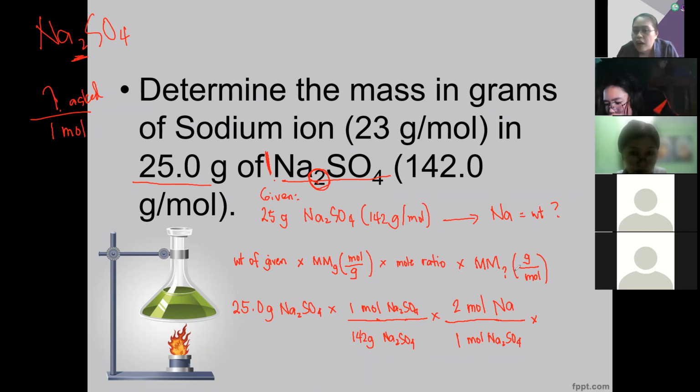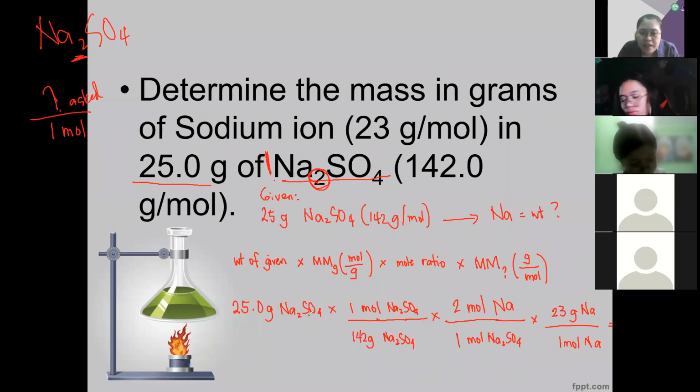Tapos, what's next? Molar mass ni yung hinahanap natin. So, di ba hinahanap natin is sodium. Pero since atom ito, let's just call it atomic weight. And given yan sa problem. Normal na siya na pagkasulat ng molar mass, sa taas si gram, sa baba si mole. So this is 23 grams of sodium in 1 mole ni sodium. So yan yung pattern na ginagamit ko kapag ganito yung problem.